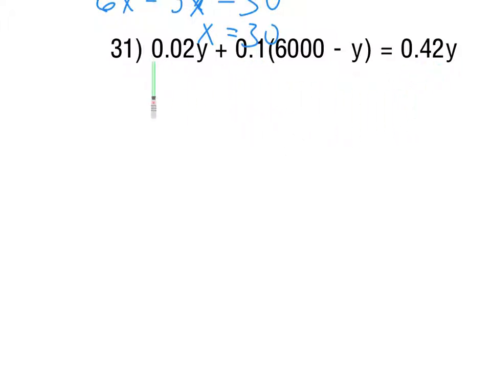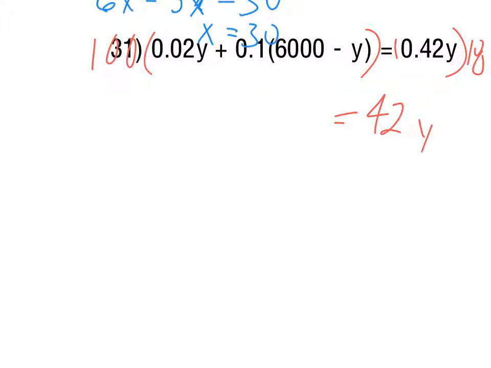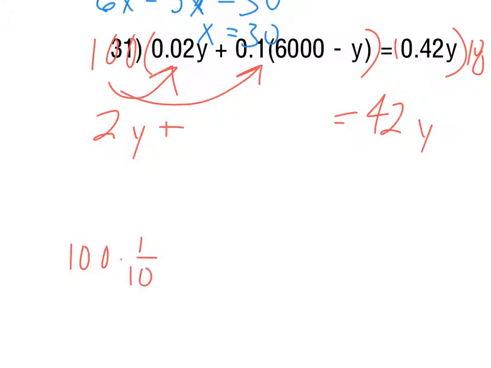Now we do have a combination of hundredths and tenths, so you have to be careful with that. But because we have hundredths, we would need to multiply both sides of the equation by 100. And so on the right side we do get 42y. On the left side the 100 would distribute. 100 times the 2/100ths is 2, so we get 2y plus. Now here's the tricky thing, the 100 times the 0.1, which is really 1/10. So that's going to equal 10. And so we have 10 times the 6,000 minus y.